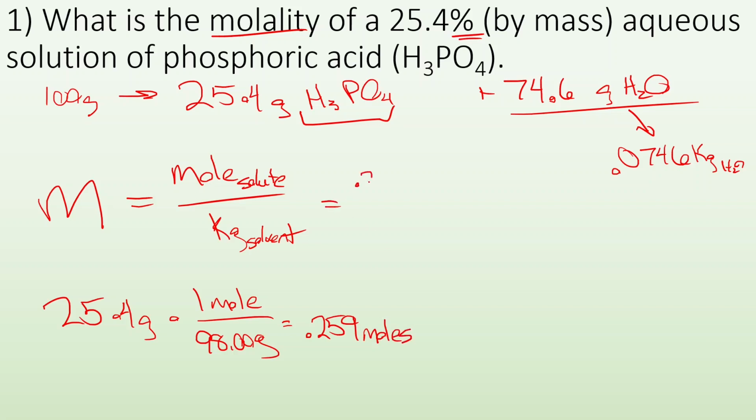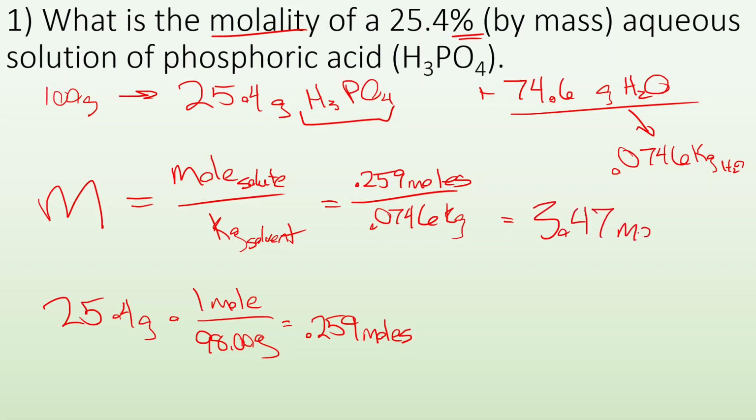I got 0.259 moles divided by kilograms of my solvent, 0.0746 kilograms. And when I plug and chug, I get 3.47 molal as my final answer. All right, so whenever you got a percentage, you can assume you have 100 grams. Say, hey, for every 100 grams, it's this many grams of that, etc.